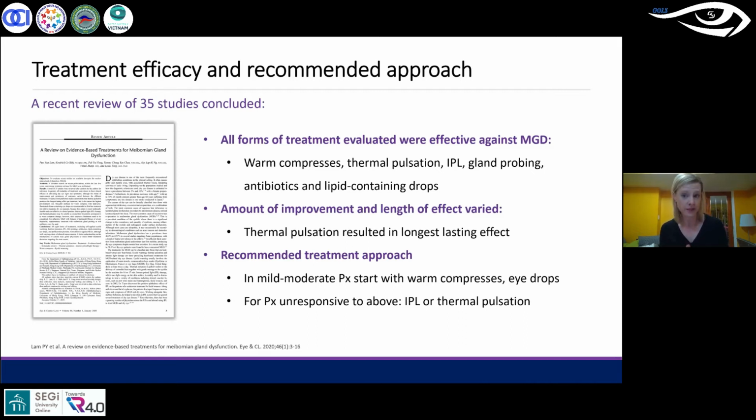So warm compresses, get that meibum melting point so it melts, so the meibum gets more mobile, can more easily come out of the glands, maybe add some eye drops in. But the point was, start simple. And only when those things don't work, or if you happen to start with a patient who has already got a more severe disease, do you need to go and recommend those more invasive and expensive in-office treatments like intense pulsed light, IPL, or the thermal pulsation. So a very useful and practical review paper by Lam et al. last year.